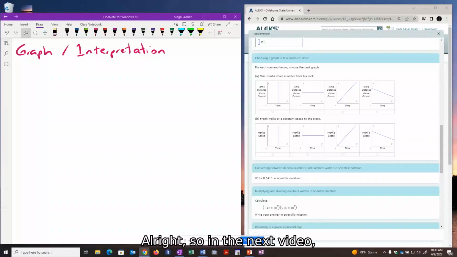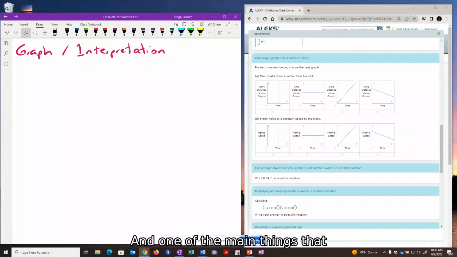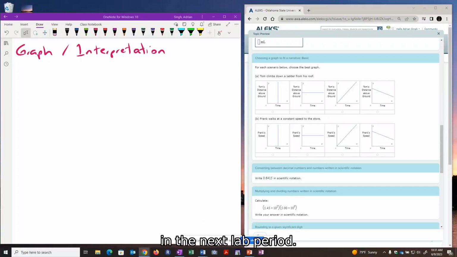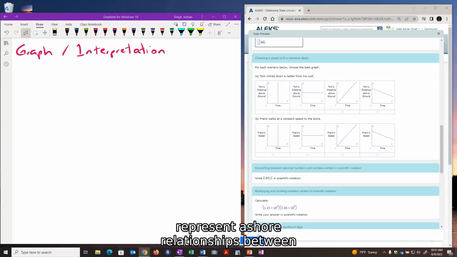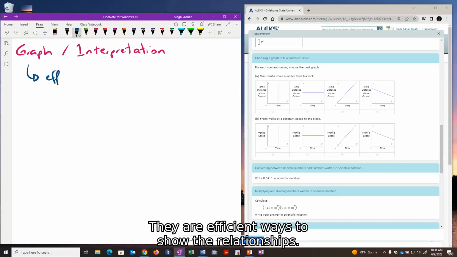All right, so in the next video, we'll take a look at some other math review type topics. One of the main things that we need to be able to do is to interpret graphs and also generate graphs, which is an exercise you'll be doing in the next lab period. So let's take a look at how we can interpret graphs and represent or show relationships between different things using a graphical format.